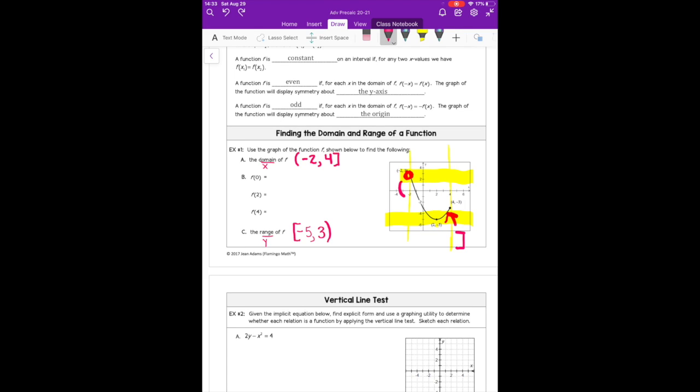All right, so the last part is evaluating the function. So f of 0, that means where x is 0, what is y? So when x is 0, what is y? Well, that's -3. What about f of 2? When x is 2, y is -5. And lastly, when x is 4, y is -3. Okay, so you try an example of domain and range.